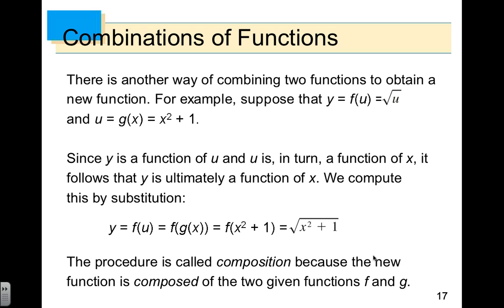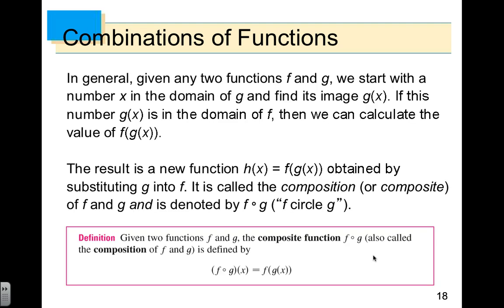So if y equals f of u, and u is equal to g of x, which equals x squared plus 1, then that is going to be the square root of x squared plus 1. This procedure is called composition because the new function is composed of the two given functions f and g. Basically, if we're going to compose two functions together, we take one function and pass it into the other, and order does matter.